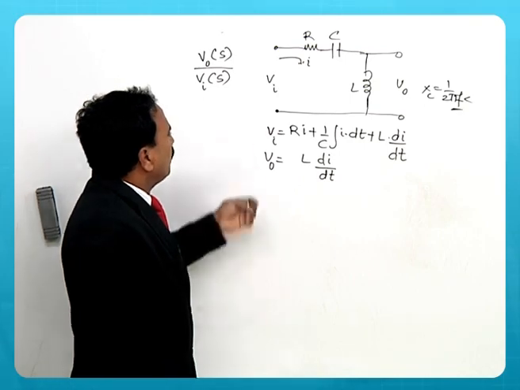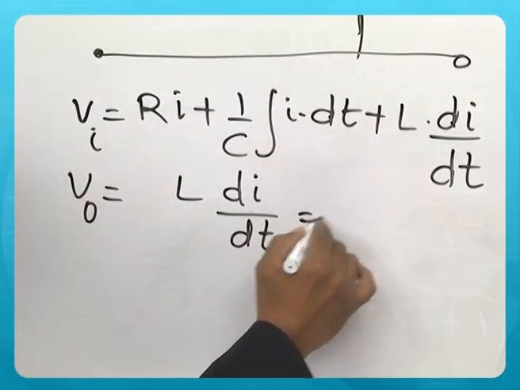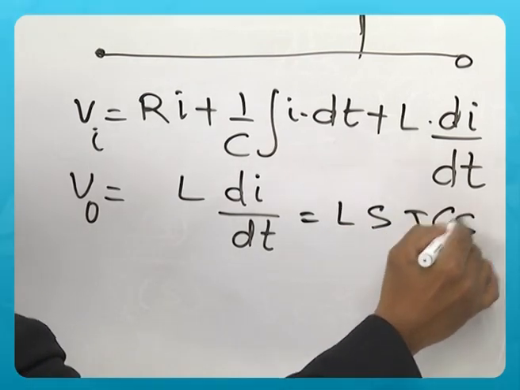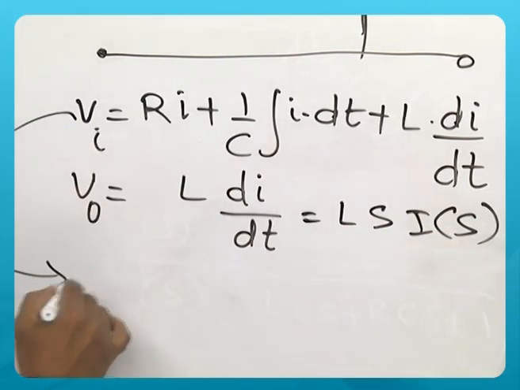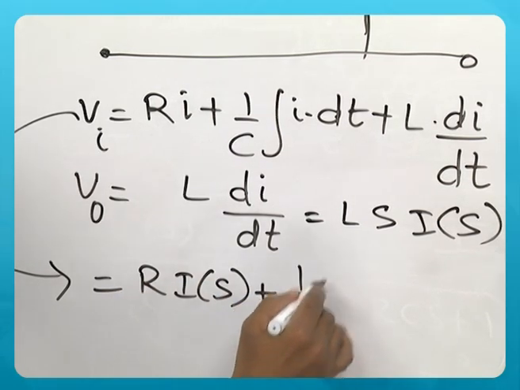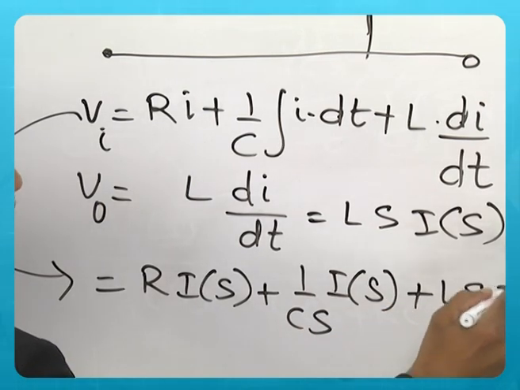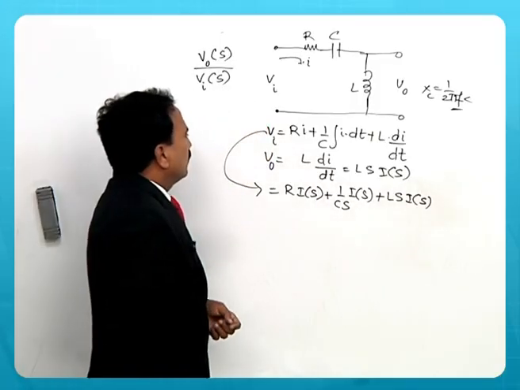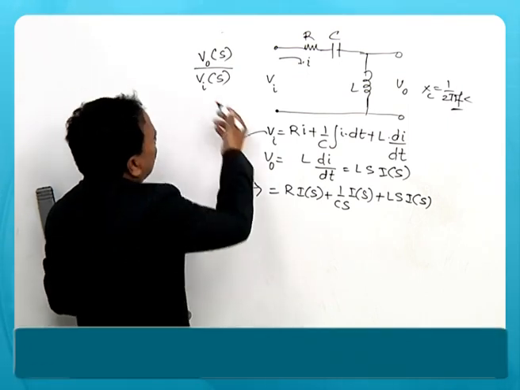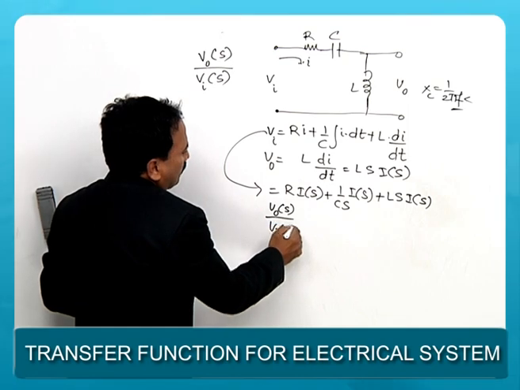Now, when you apply Laplace transform, of course, you can get this as Ls into I of s, and you can apply Laplace transform to this to get, so now you can get the transfer function V0 of s by Vi of s.